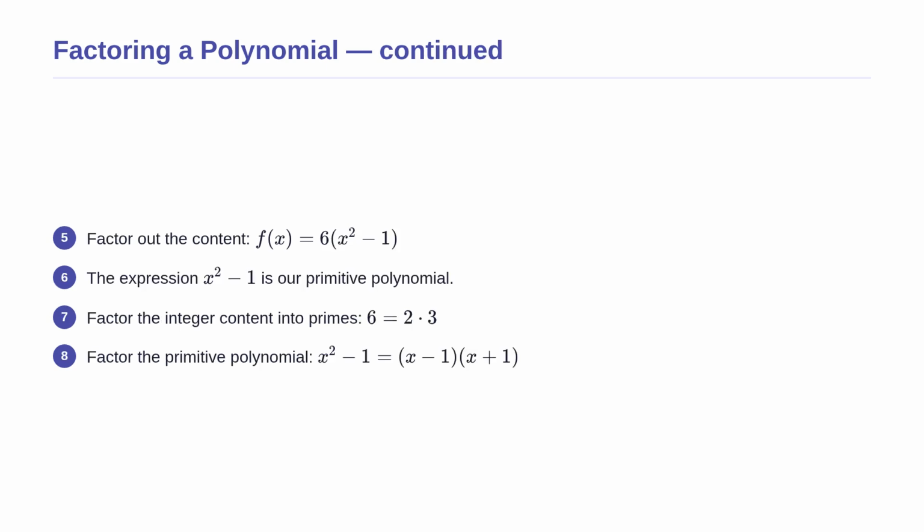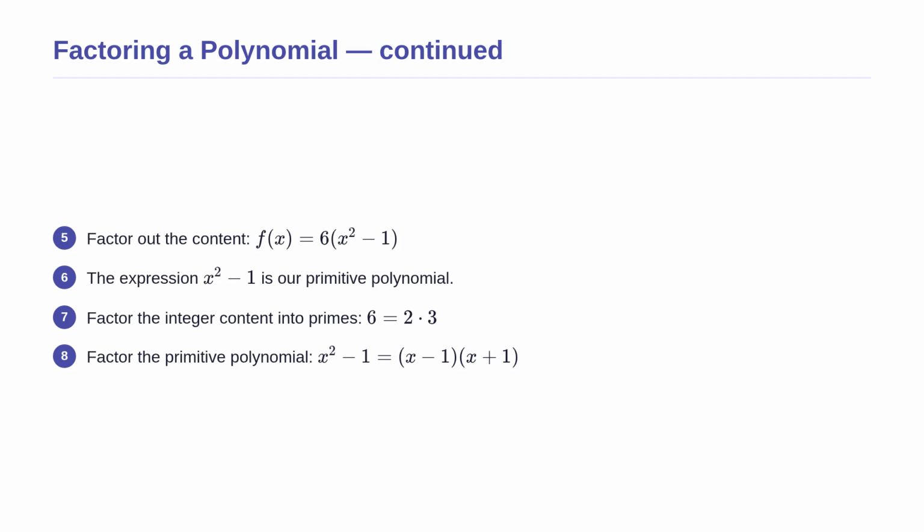Continuing with our problem, we now factor out the content of 6 that we just found. The expression inside the parentheses becomes x squared minus 1, which is our primitive polynomial. Its coefficients are 1 and negative 1, sharing no common factors other than 1. Next, we must factor both the outside integer and the inside polynomial separately.